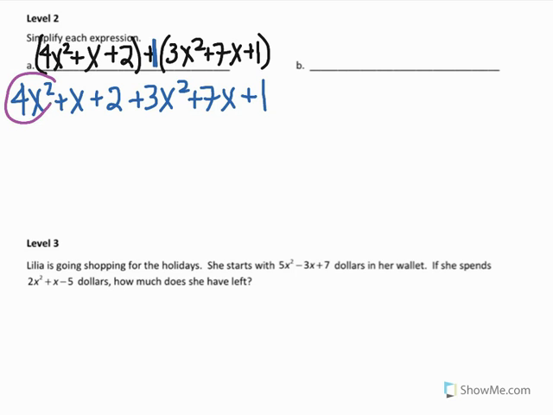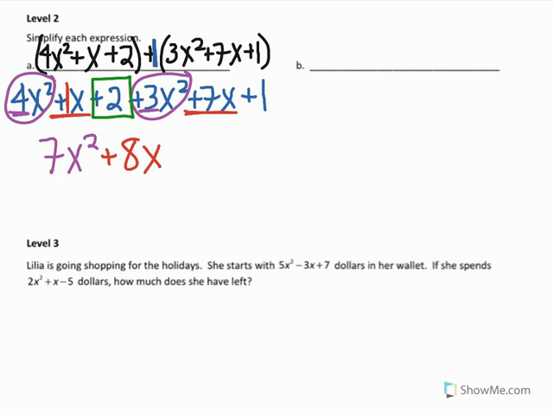If I take a look at my like terms, I have 4x squared plus 3x squared. That gives me 7x squared because I add the numbers in front. Then I have 1x plus 7x gives me 8x. And lastly, I have 2 plus 1, which gives me 3.